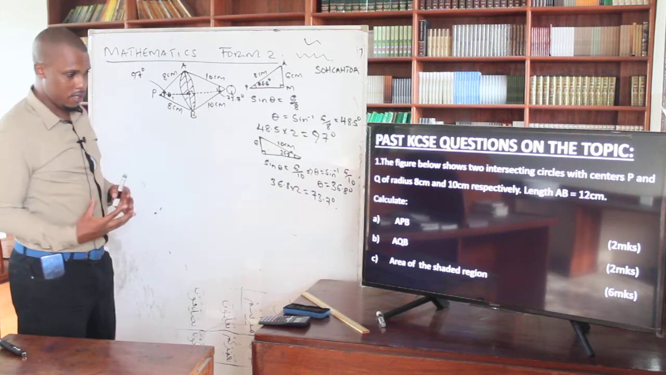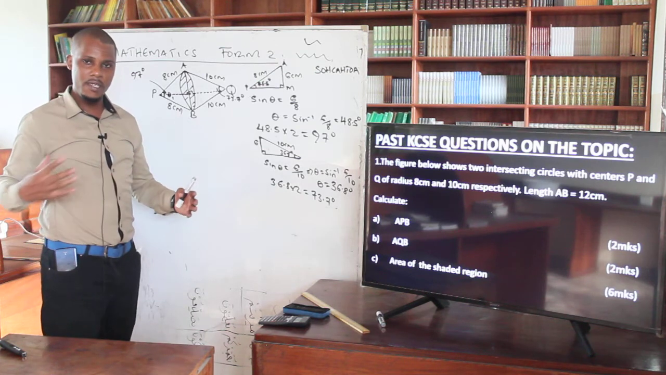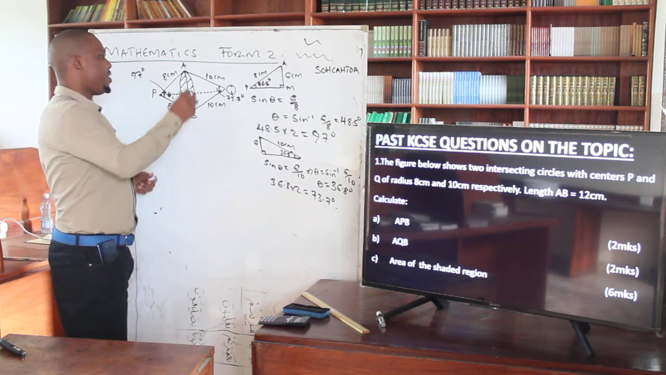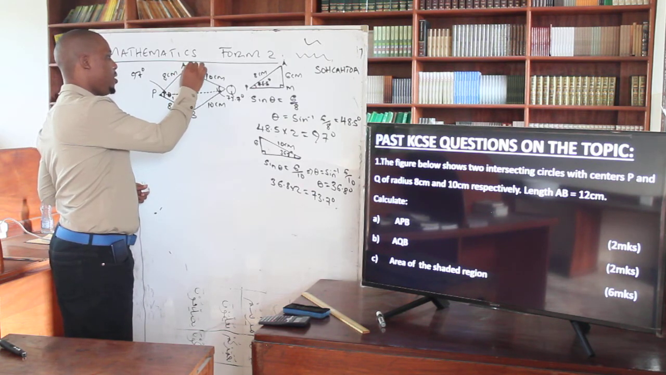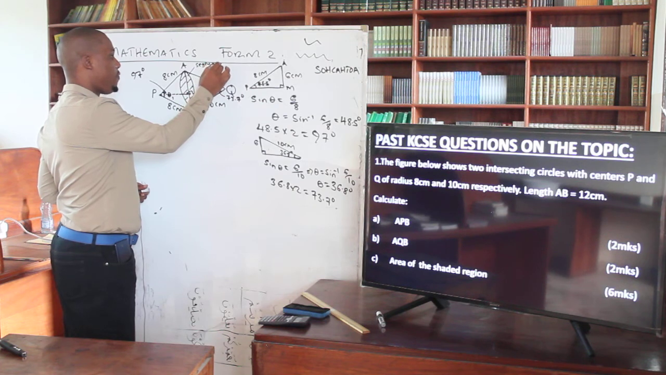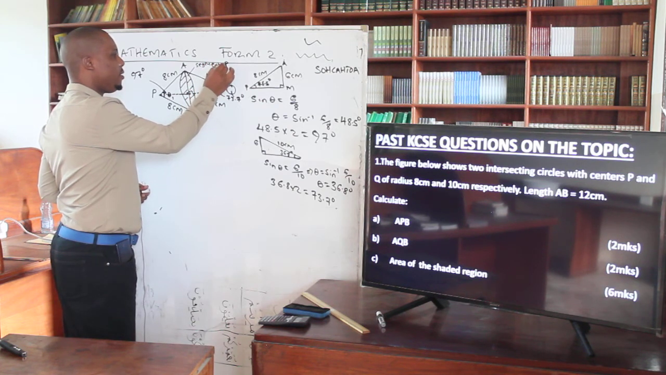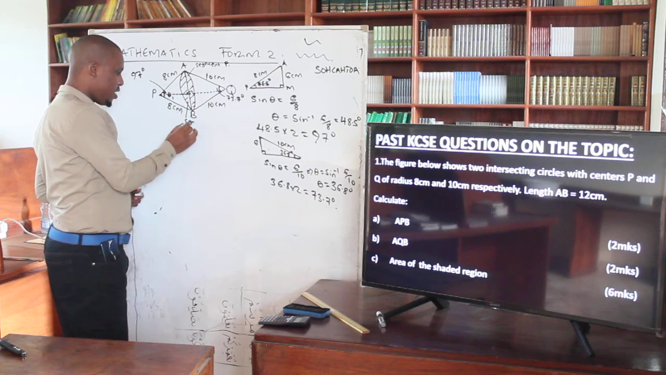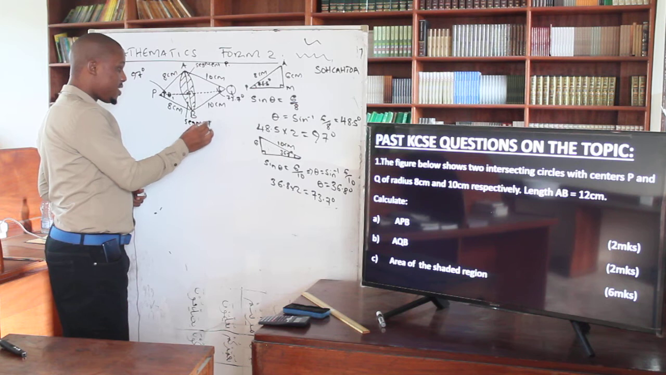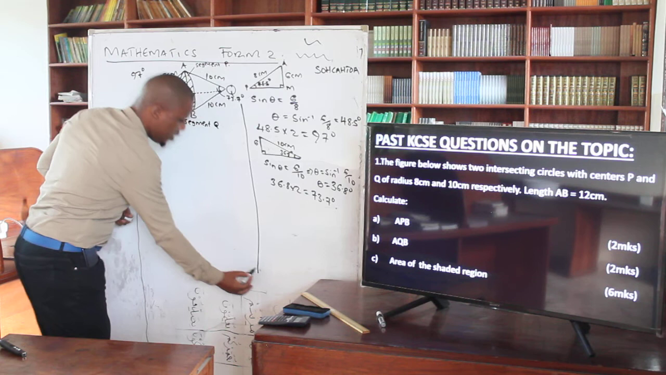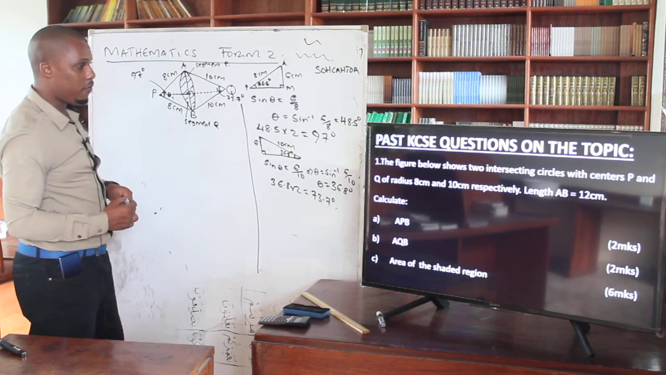So just like I told you, remember here, if you see the shaded region, it is the segment of the first circle plus the segment of the second circle. That's what we are saying. This is a segment from a circle with center P. Then the other one is a segment from a circle with the center Q. So if we are told to find the area of the shaded region, we only need to apply the formula which I gave you.